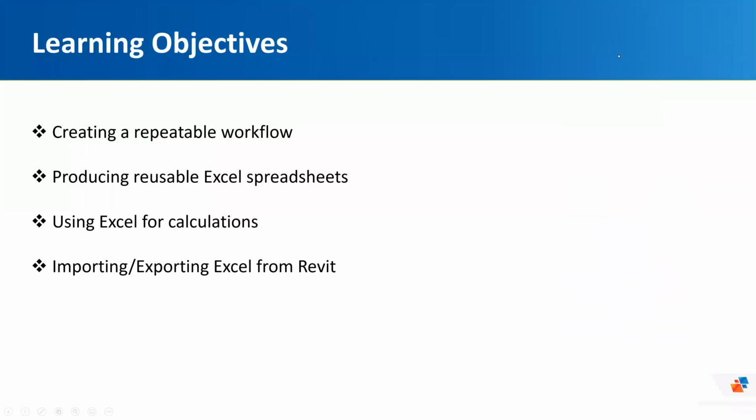Today's learning objectives: we're going to see how we can create a repeatable workflow. So as I'm going to create the specific Spreadsheet Link settings and some Excel files, saving those settings that we could use from project to project. Producing reusable Excel spreadsheets. As I mentioned, it's part of the repeatable workflow, seeing how we can create Excel files that can then be used for other projects as we move forward.